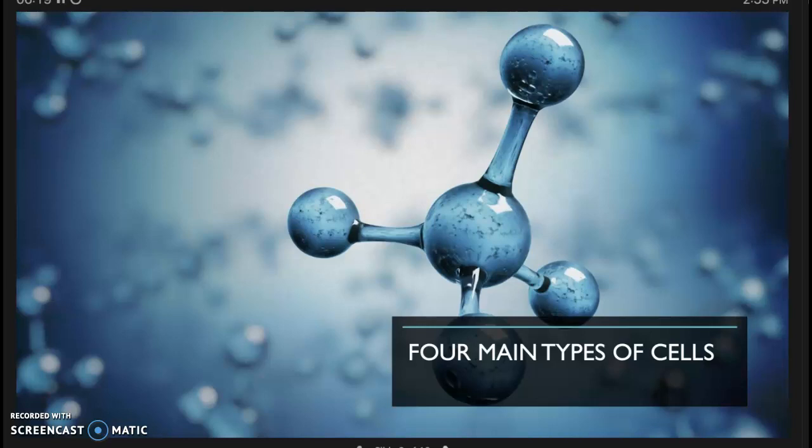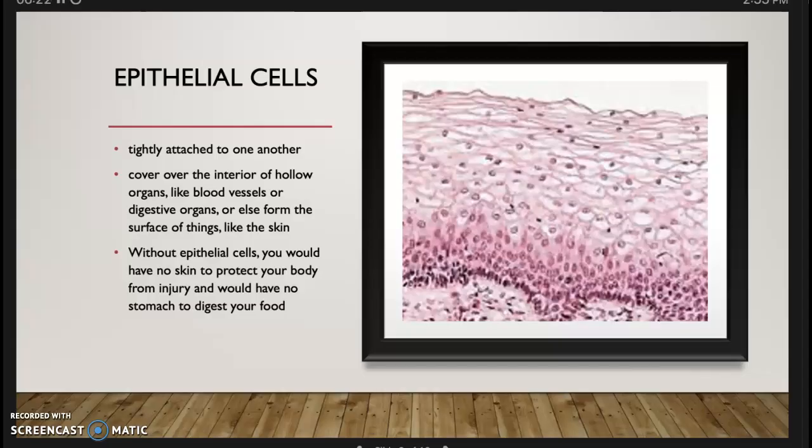And then there are four main types of cells. The epithelial cells are tightly attached to one another and cover the interior of hollow organs like the blood vessels or digestive organs, or else form the surface of the skin. Without these epithelial cells, we wouldn't have a barrier to protect our body from injury, and we would not be able to digest our food in the stomach.